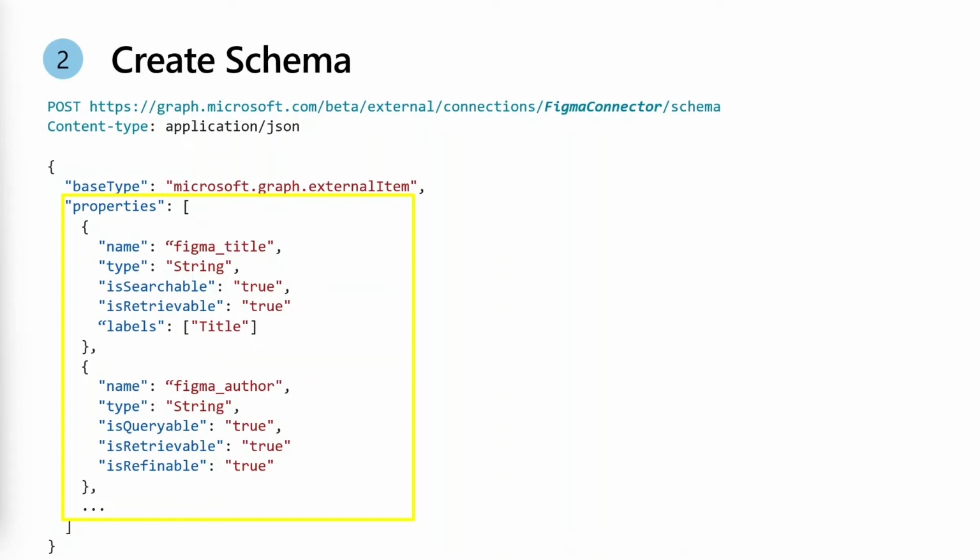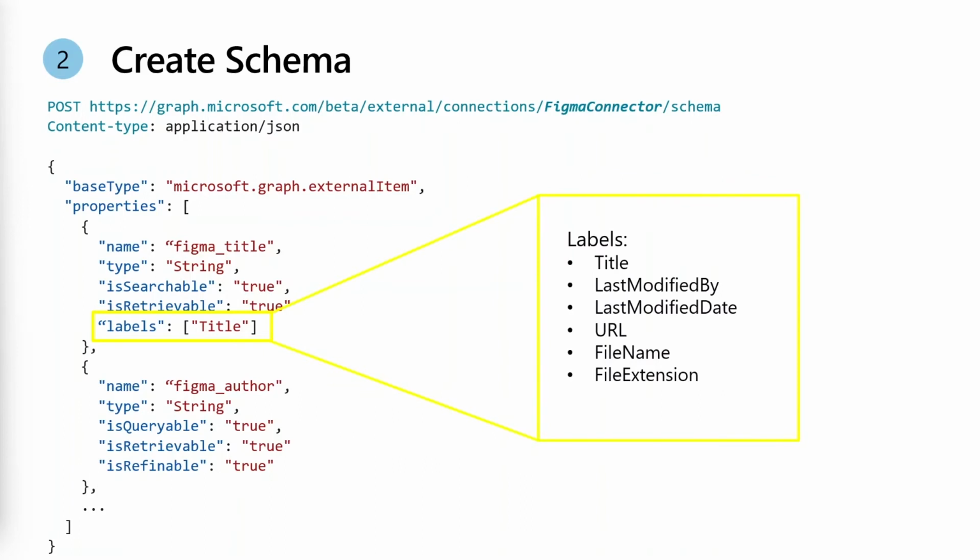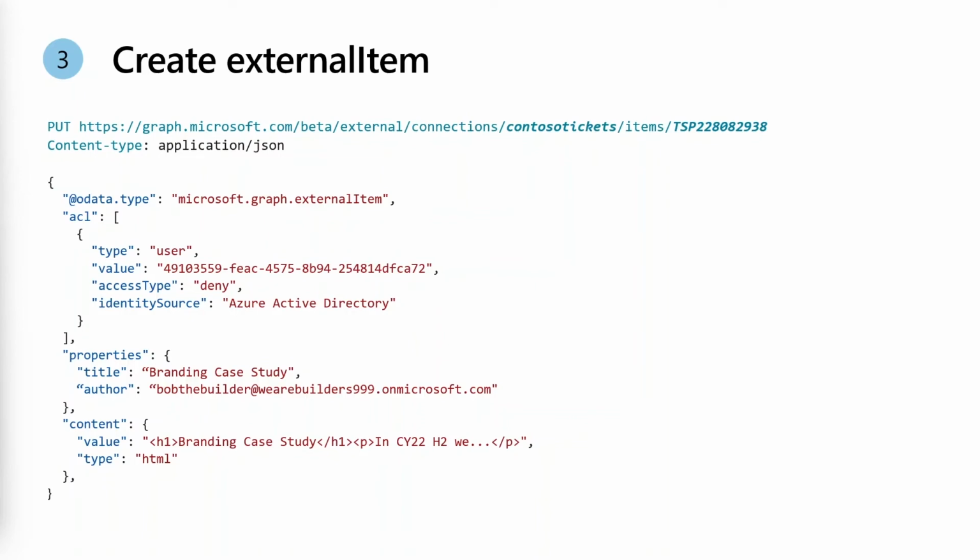We have recently added support for something called labels. Labels allow you to pass in a collection of well-known strings to tell Microsoft Graph what this property semantically means. In this example, even though the property is called Figma title, you are saying that semantically it means title. So the graph will know how to use this property in things like relevance or default display templates. There are several other well-known strings you can use for labels, and we will likely be adding more in the future.